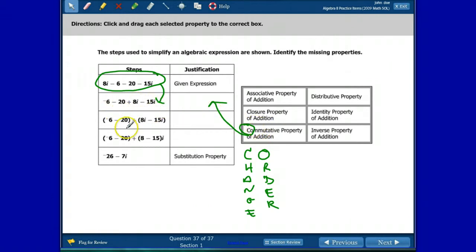Alright, so how did I get from this one to this one? Well, these compare. All it looks like I did was add parentheses. If I'm just adding parentheses, that's going to be the associative property. So that's going in here. And then it looks like I took the i's out. Now that looks like factoring, but factoring is not an option. Believe it or not, this is the distributive property, but not the way we're used to seeing it. We're used to using the distributive property to put things in, not take things out. But it works both directions. And then substitution, I don't have to do anything because it's the answer.